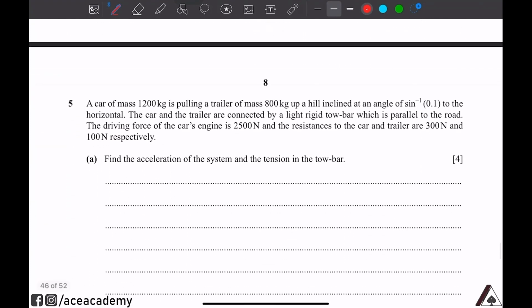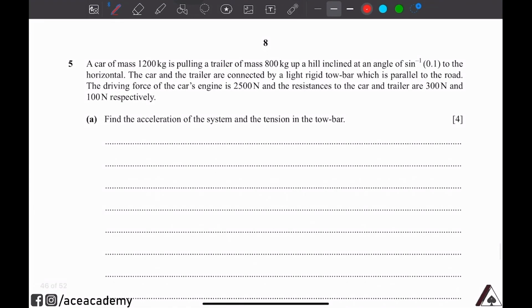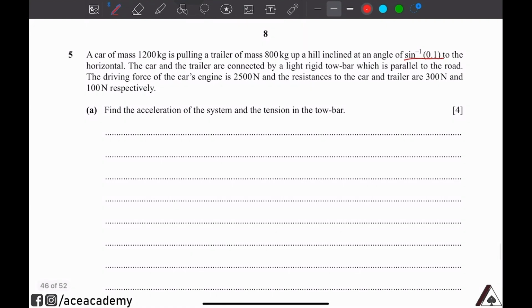Next up, we have a car of mass 1200 kilograms pulling a trailer of mass 800 kilograms up a hill inclined at an angle of this to the horizontal. The car and the trailer are connected by a light, rigid tow bar which is parallel to the road. The driving force of the car is 2500 newtons and the resistances to the car and the trailer are 300 and 100 respectively. Okay, that was a lot of information to digest.